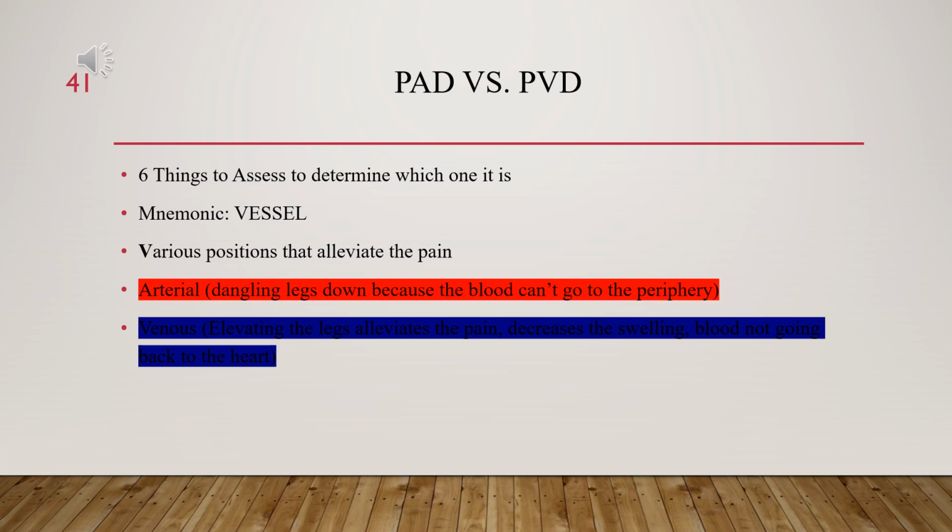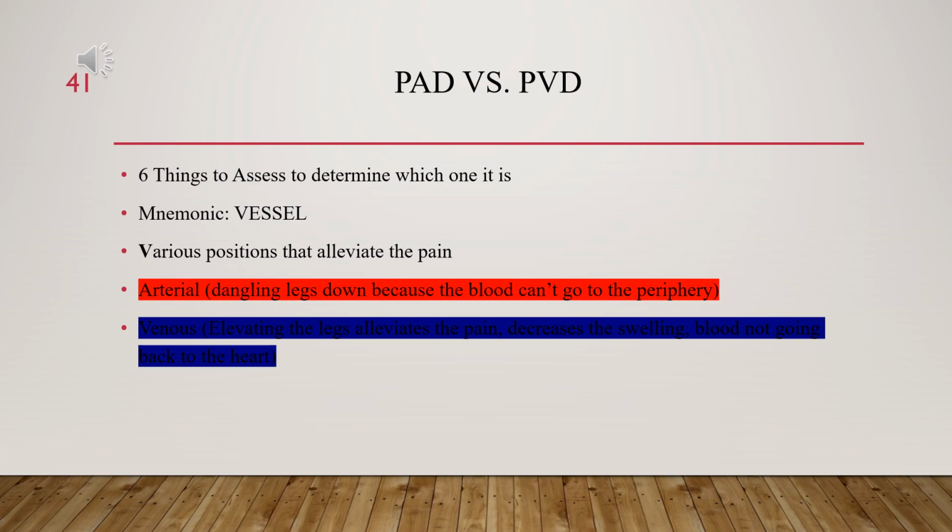So again, just reviewing PAD versus PVD, I put all of the arterial signs and symptoms in red and the venous signs and symptoms in blue. So you can remember the mnemonic VESSEL. Remember, V is for various positions that alleviate pain.